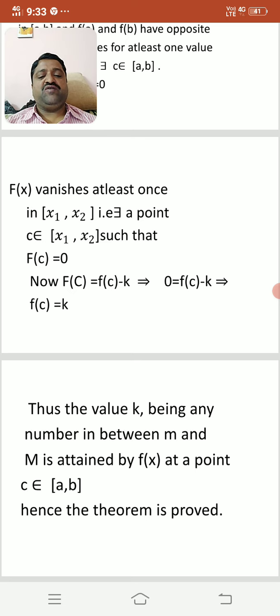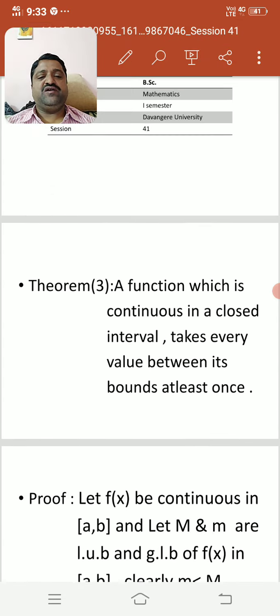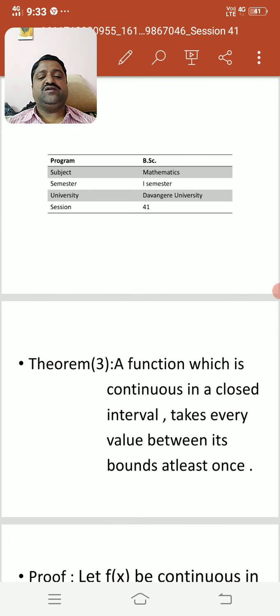Thus, the value k being any number in between small m and capital M, it is attained by the function f(x) at the point c belonging to the closed interval [a, b]. Hence, the function which is continuous in a closed interval takes every value between its bounds at least once. Hence, the theorem is proved.